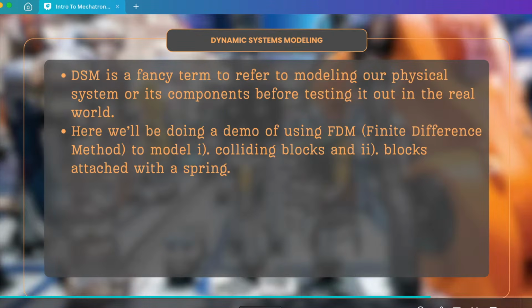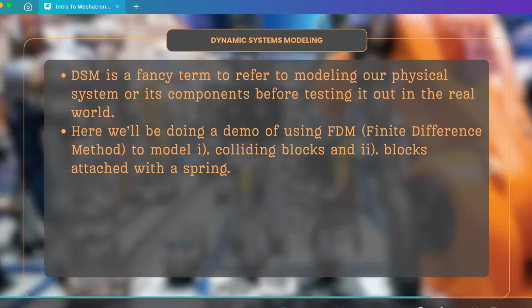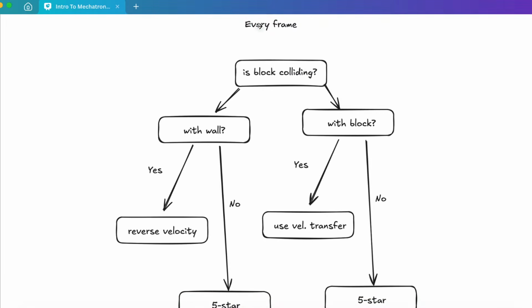Okay. So here we are doing a demo of using the finite difference method to model colliding blocks. This is our basic flow chart, the basic flow chart that is going to be run at every time step of our program. So after delta t, 60 times a second, the compiler asks, is the block colliding? Now a block can collide with two things. It can either collide with the wall or it can collide with another block itself. So we'll follow this path.